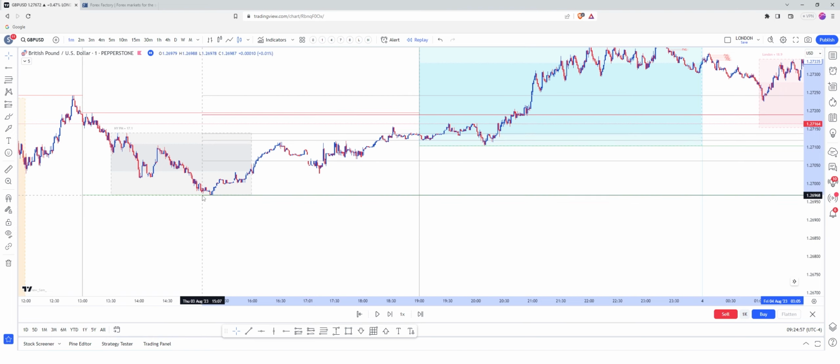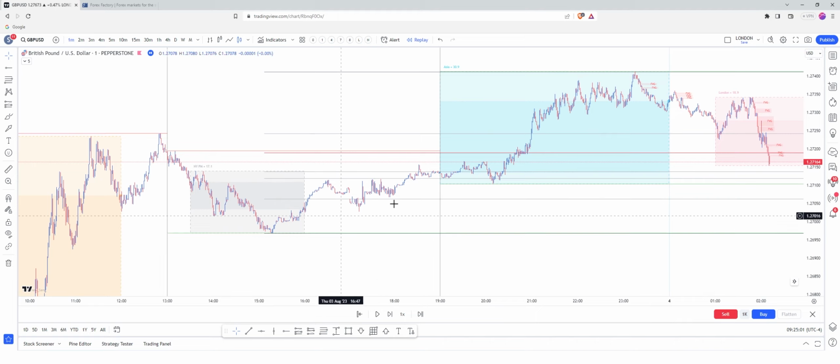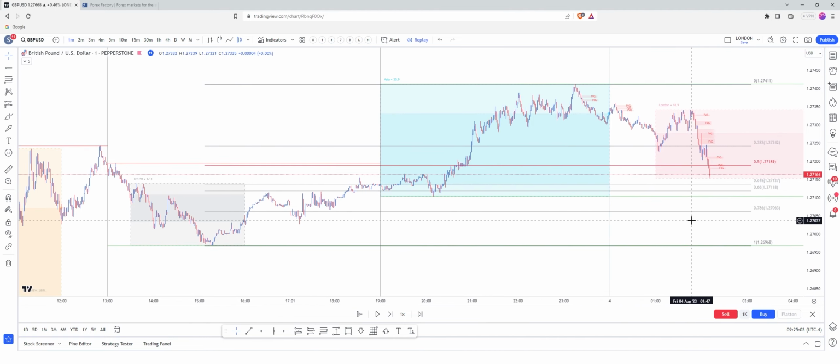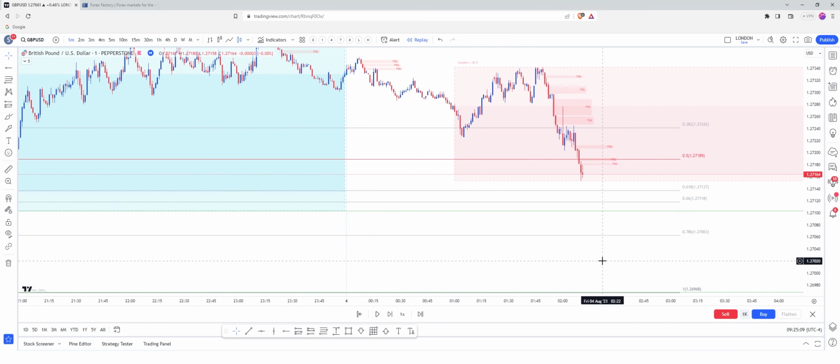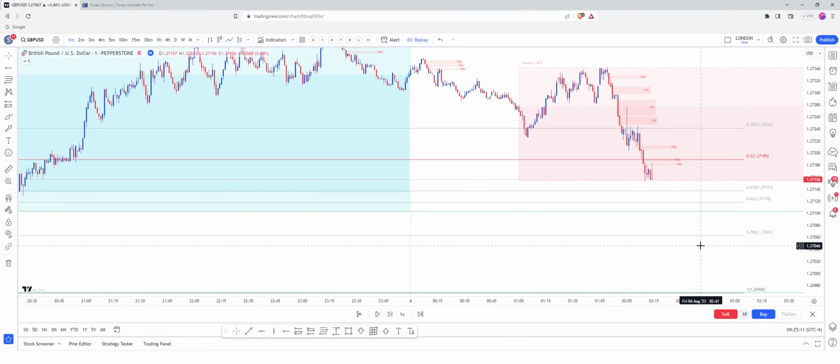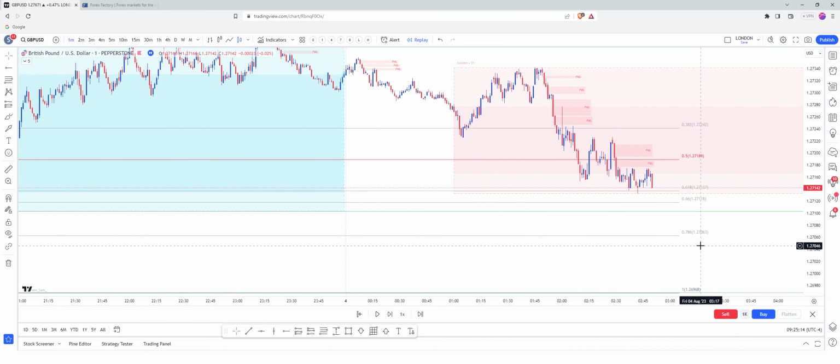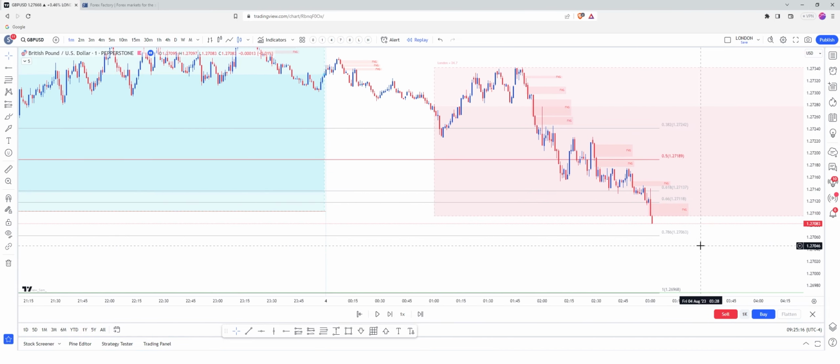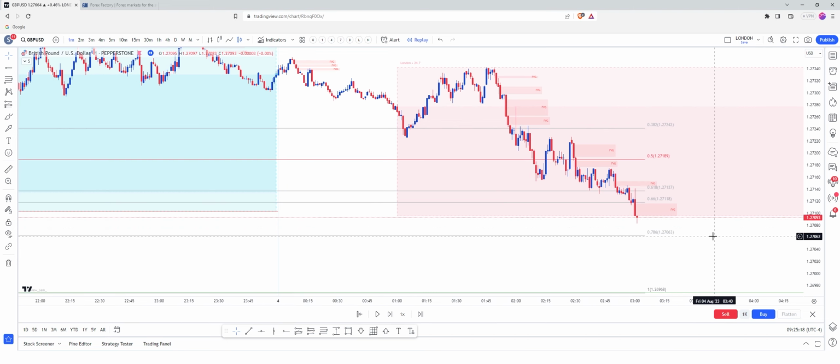pulled the Fibonacci from the bottom of the New York PM session range, because this is one larger range here. So look for optimal trade entry here, which coincides with sweeping Asia low as well. So I started eyeing up Asia low for possible trades. We swept Asia low just at this point here.